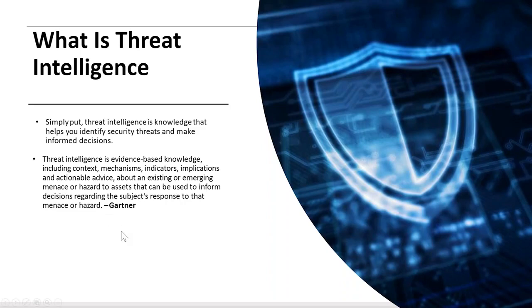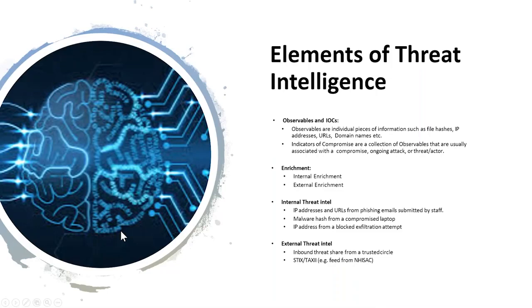Moving further, what are the key elements or key parts of threat intelligence? The first important thing is observables and IOCs, also known as indicators of compromise. So basically, observables comprise individual pieces of information like file hashes, IP addresses, domain names, etc. And of course, IOCs are collections of observables that are usually associated with the compromise of an ongoing attack or a threat actor. Apart from that, in threat intelligence, there is internal enrichment of information and external enrichment also.